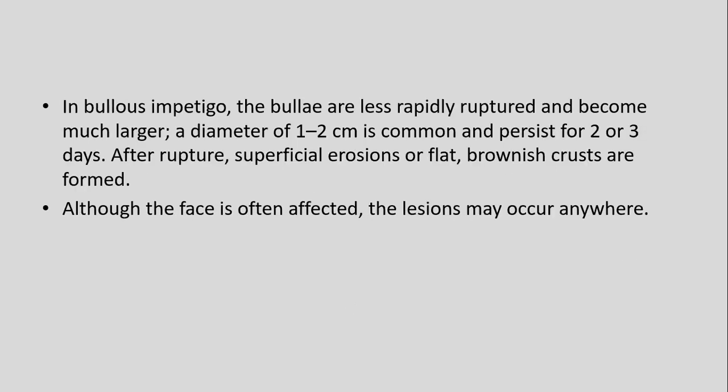In bullous impetigo, the bullae are less rapidly ruptured and become much larger, with a diameter of 1 to 2 centimeters, and persist for 2 to 3 days. After rupture, superficial erosions or flat brown crusts are formed. Although the face is often affected, the lesions may occur anywhere.